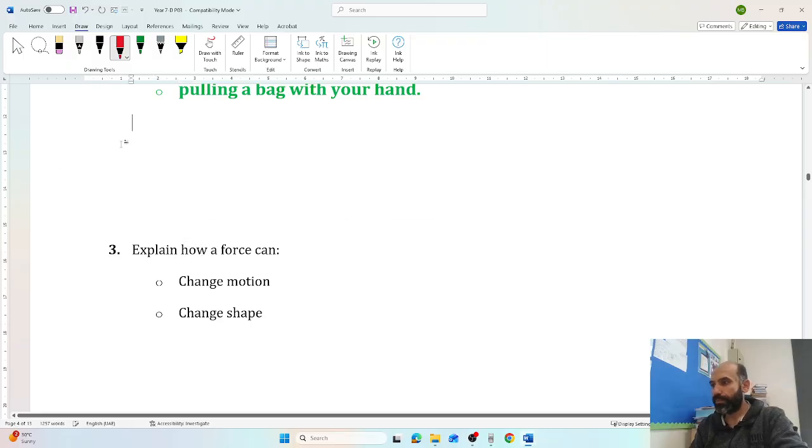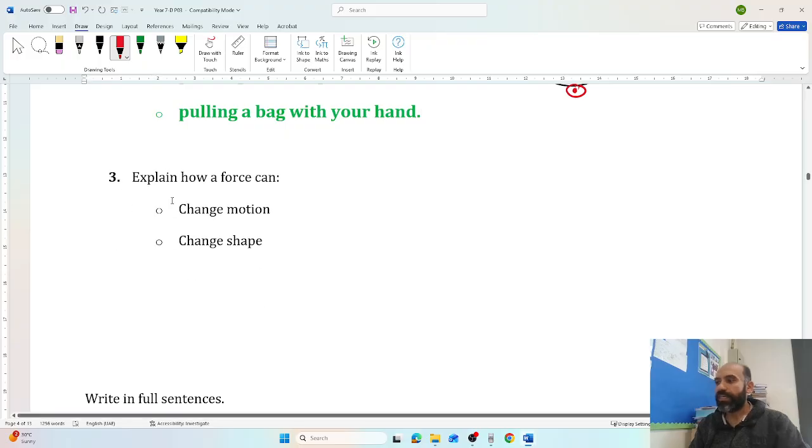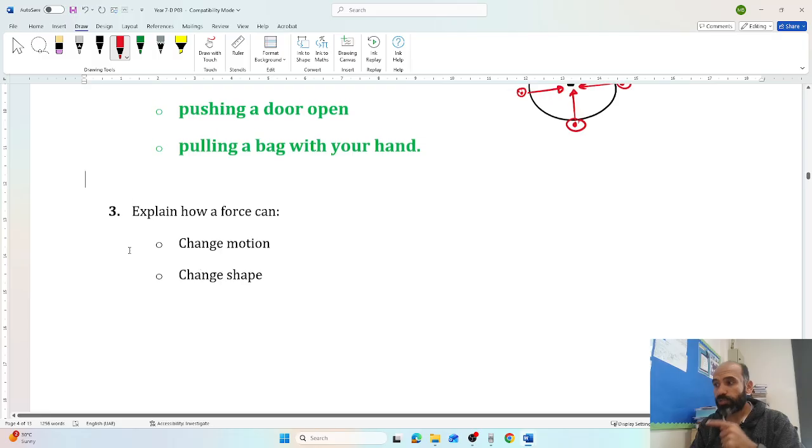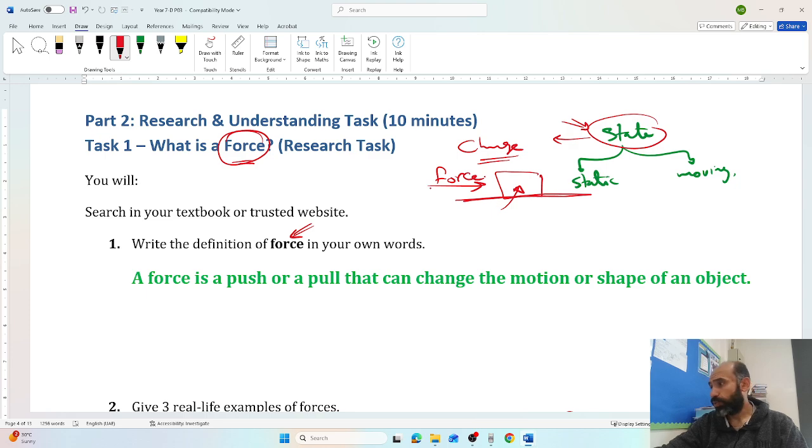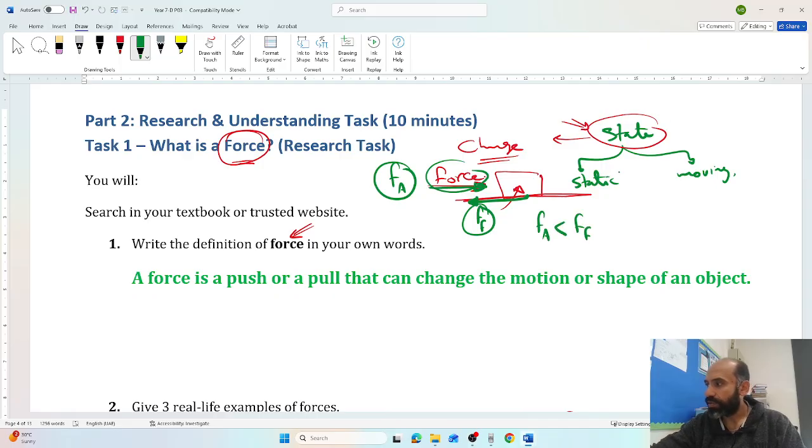The third question, explain how the force can change the motion of the object or change the shape. As I told you before, if this is a static object and you have applied a force which is more than the friction force, because if this is the direction of the force, this will be the direction of the friction force. If we have a rough surface, there will be a friction between this object and the surface. So this force is called acting force, action, and this force is called friction. If acting force is less than the friction force, so the object will remain static.